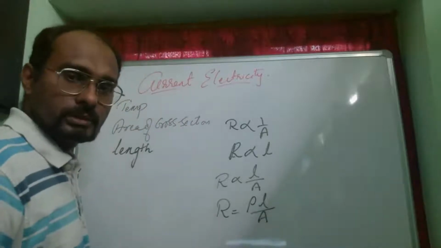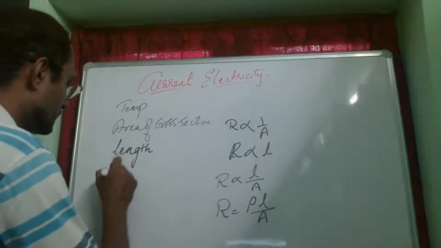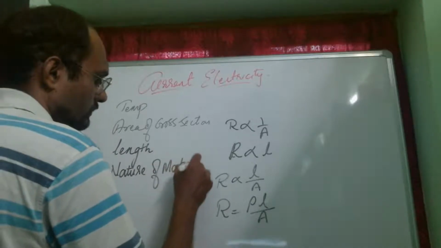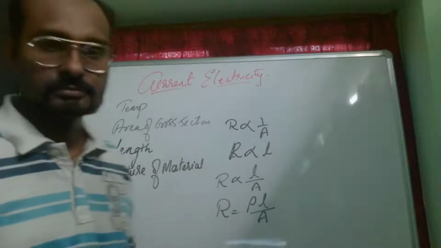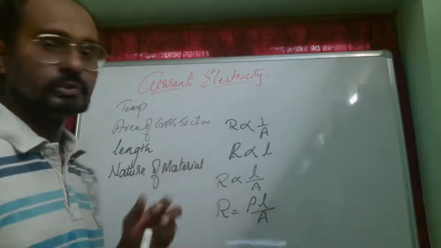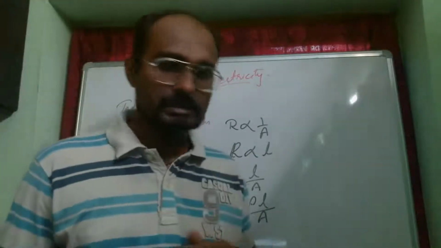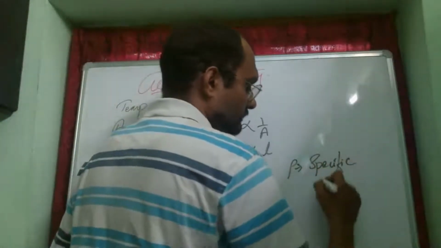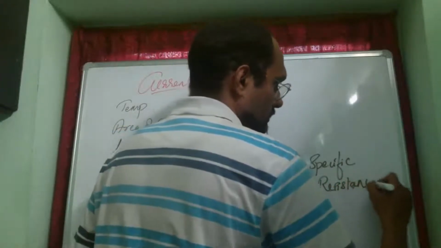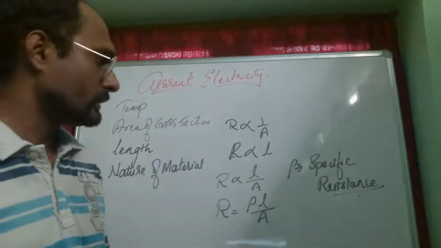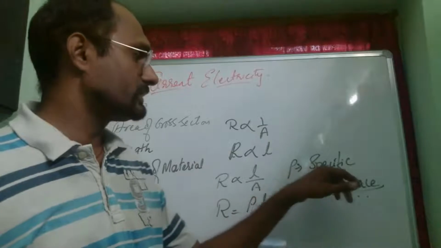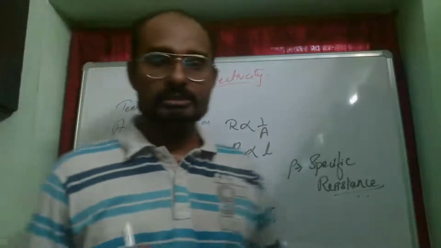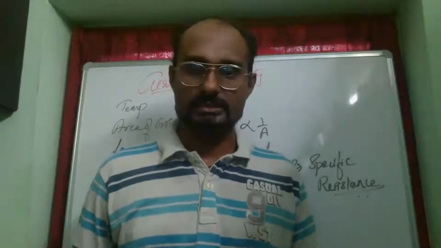Now, what is rho? That is where the last term comes. Nature of material. Rho refers to nature of material, and it is a constant. This rho, which is a Greek alphabet, is called specific resistance or resistivity. It is dependent on the nature of the material, and it is unique. Each material will have its own specific resistance.